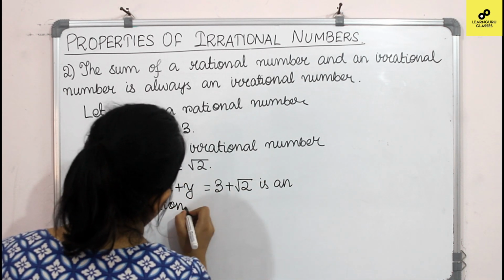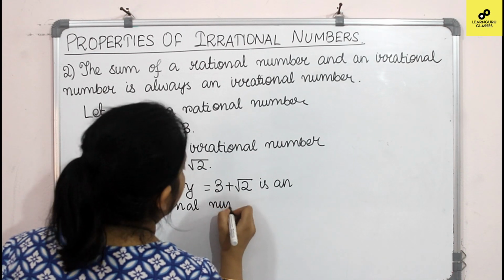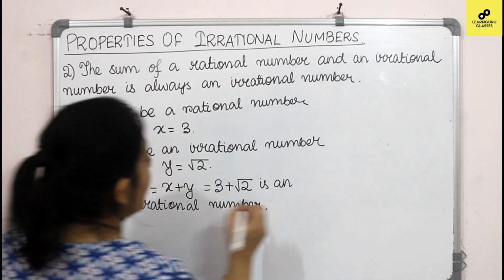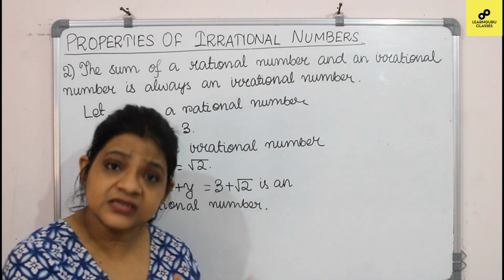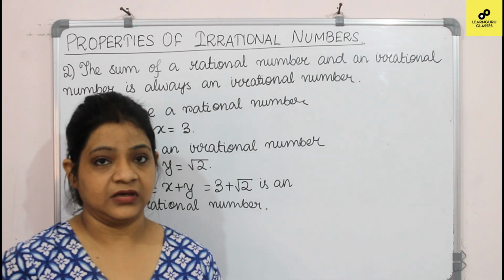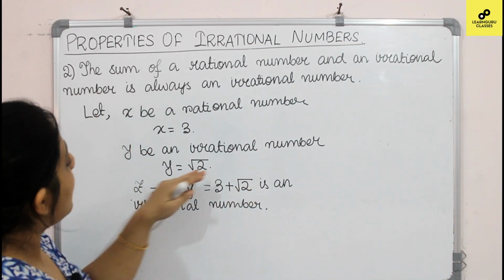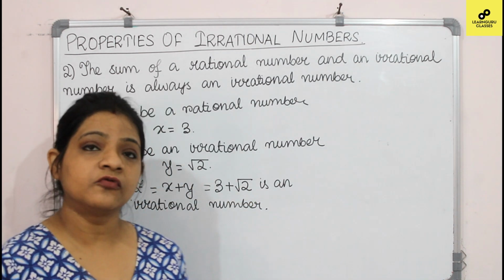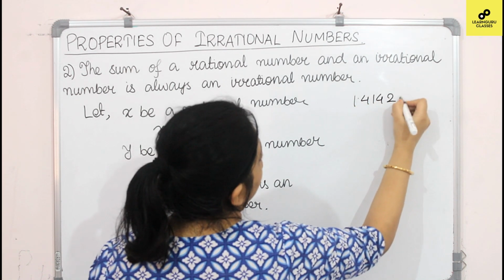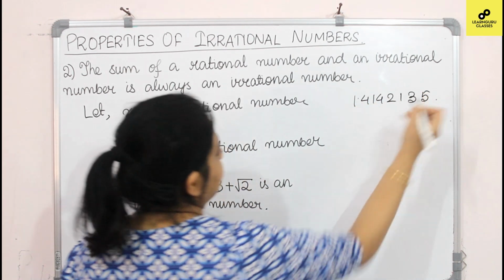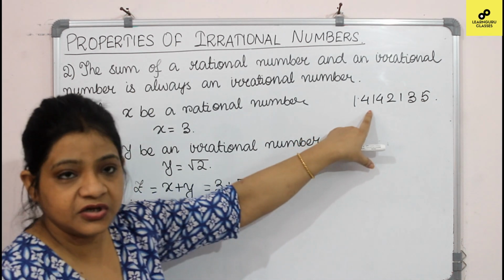Okay, root 2 is an irrational number. Now why is it so? You have to establish this statement. We need to understand this statement with logic, isn't it? So what is the decimal expansion of root 2? Precisely, 1.414213, something like that. So this is an irrational number.